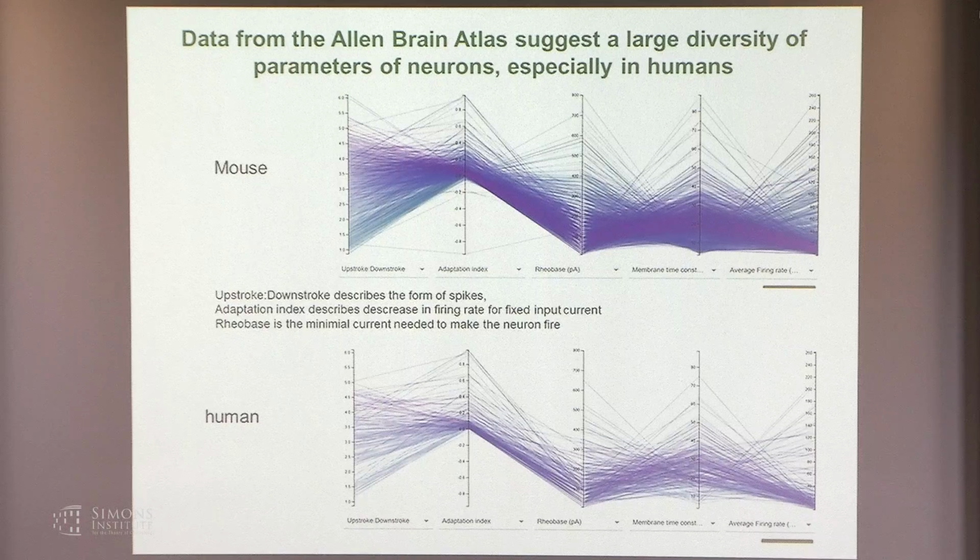So concerning diversity, we have seen a lot, and this is just one slide here from the Allen Institute database, where each line reflects one measurement of a neuron. This is from mouse, this is from humans. For example, this is the adaptation index, which measures how much the firing of a neuron slows down if you give it a constant input current. This is the average firing rate and some other membrane time constant. And you see about every neuron has a different profile in terms of these electrophysiological measurements, right?